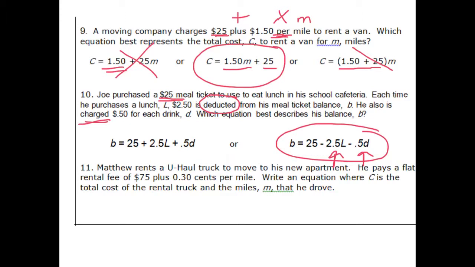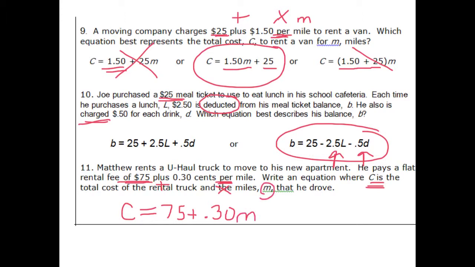So he's paying a flat fee of $75 plus he's doing 30 cents per mile. So we know that's our multiplication. And look, it's already given us part of our equation. C is, and what is it that we know? We know it's $75 plus 30 cents per mile. And we're using m for miles.